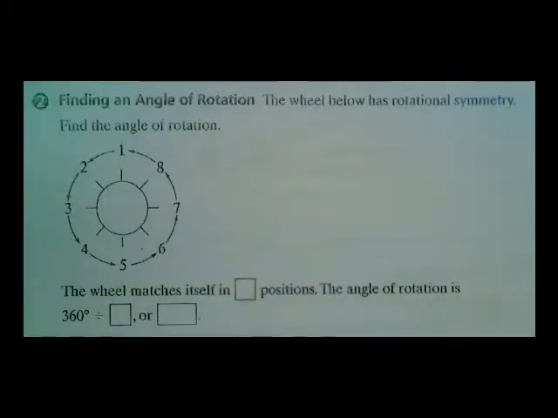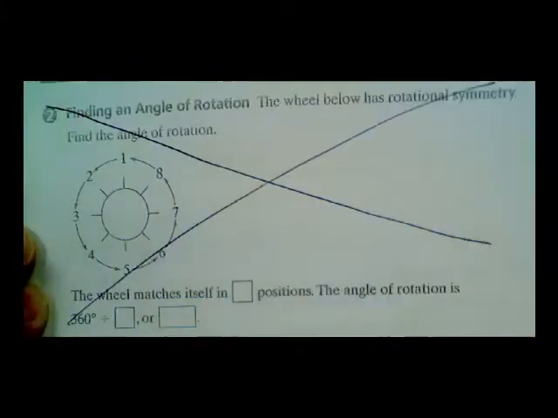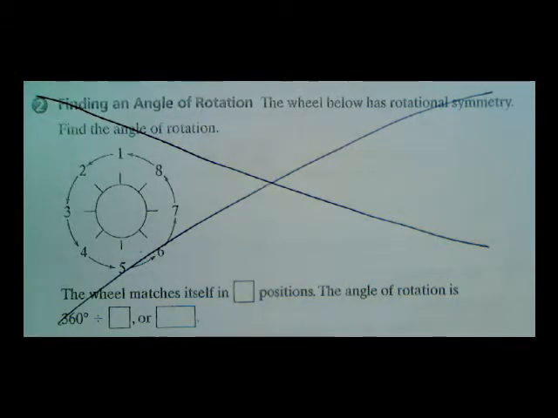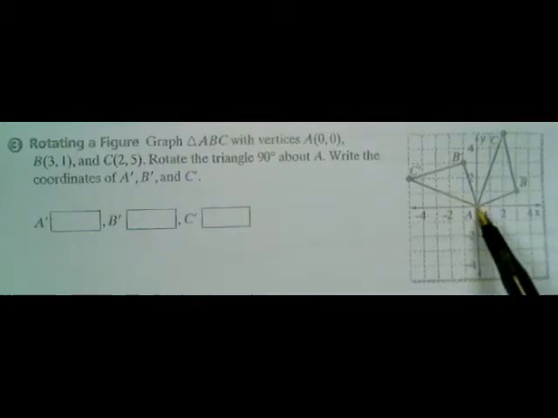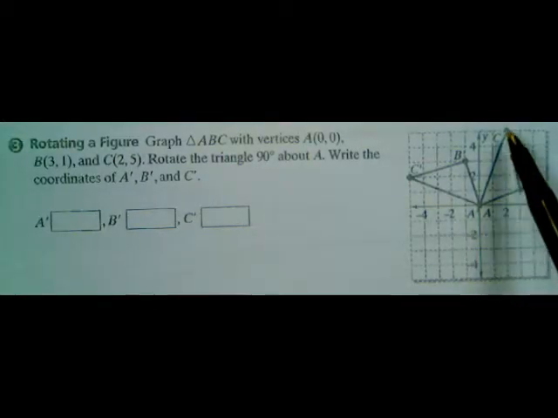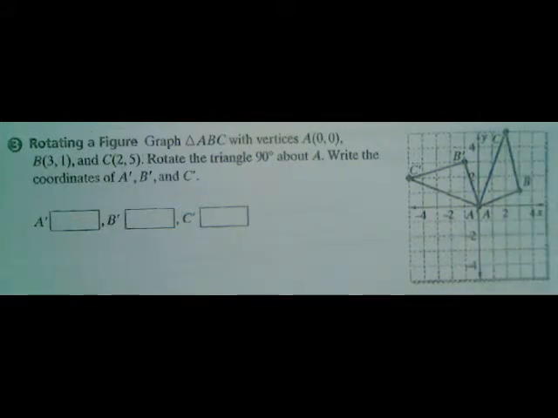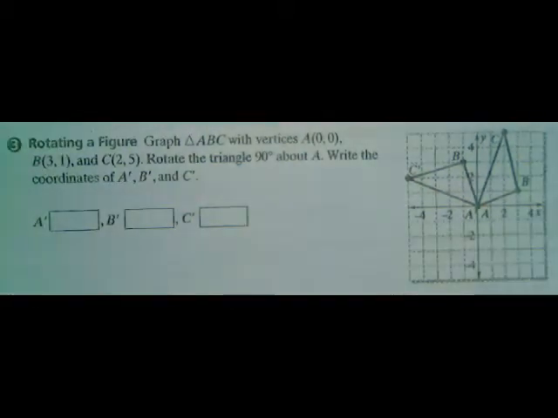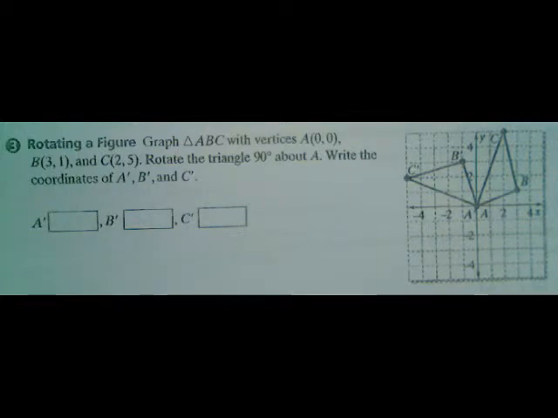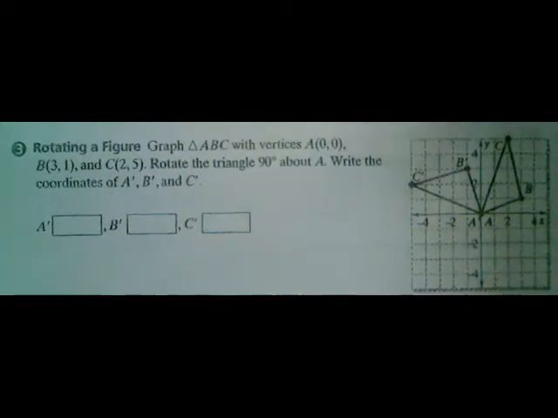I am not going to require you to find the angle of rotation, so we're not going to do this. For the next example, we're going to rotate a figure. We're going to graph triangle ABC with the vertices 0, 0, 3, 1, and 2, 5. Now we need to rotate this triangle 90 degrees about point A. So what we're going to do is turn our paper 90 degrees.